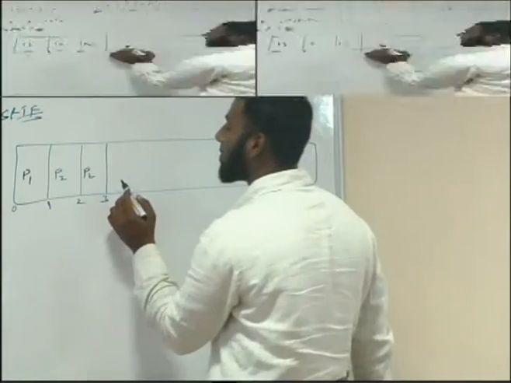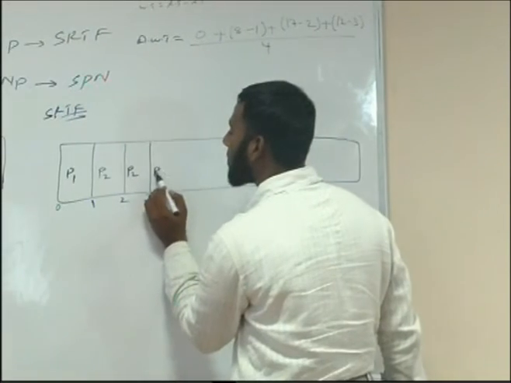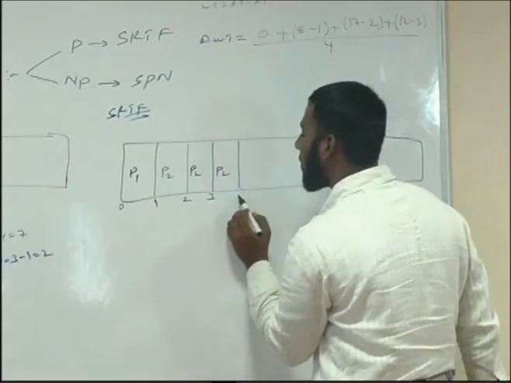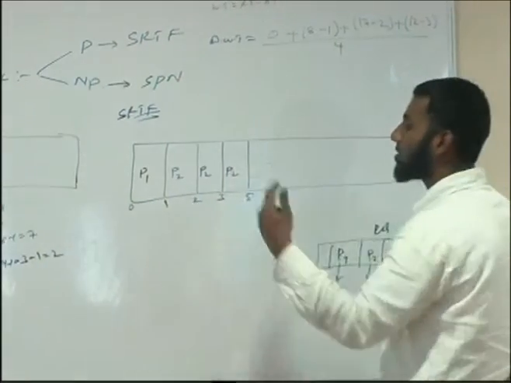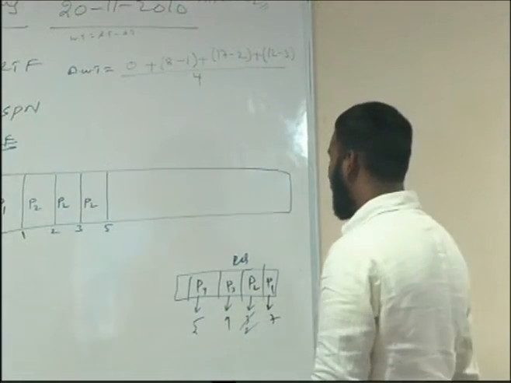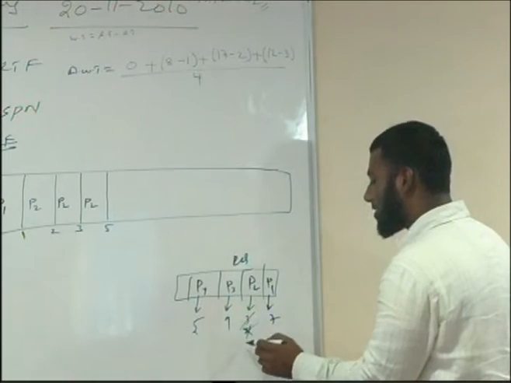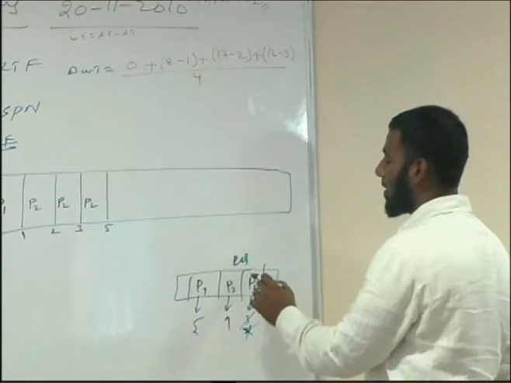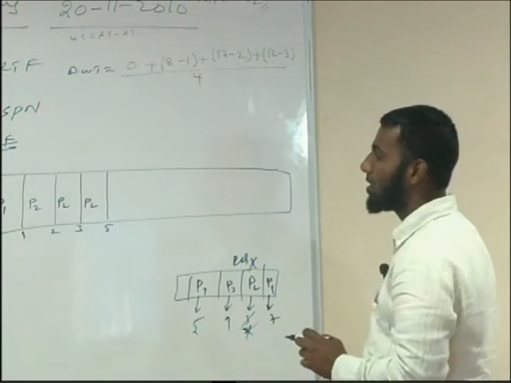So next, at 3 and 4 also, process P2 will be given a chance up to 5. The next 2 units of time will again be given to process P2. So process P2 has completed its execution.